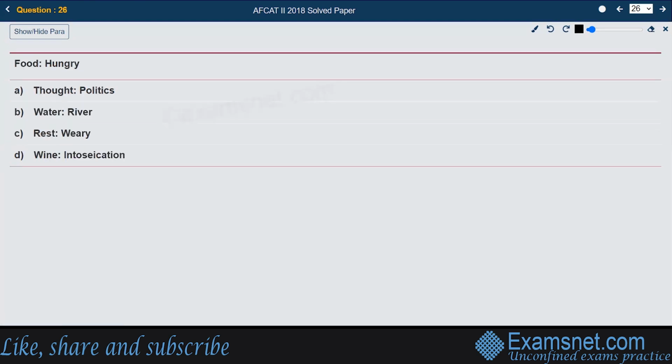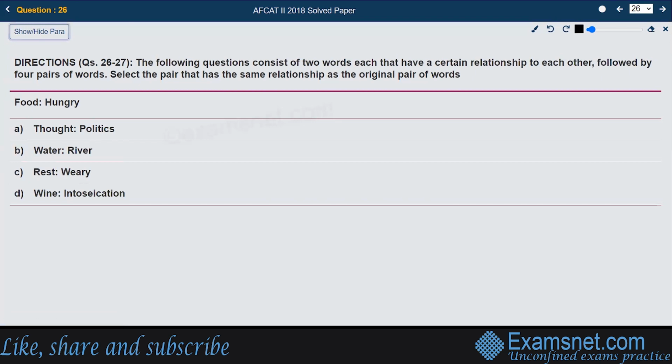Now, food is to hungry. We have to select the option that has a similar connection to the one between food and hungry. We very well know that if somebody is hungry, he goes to have food. So let us see the options.